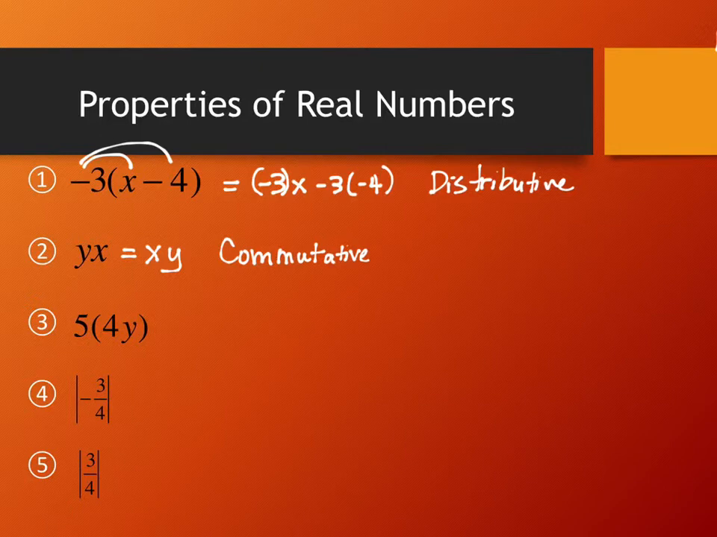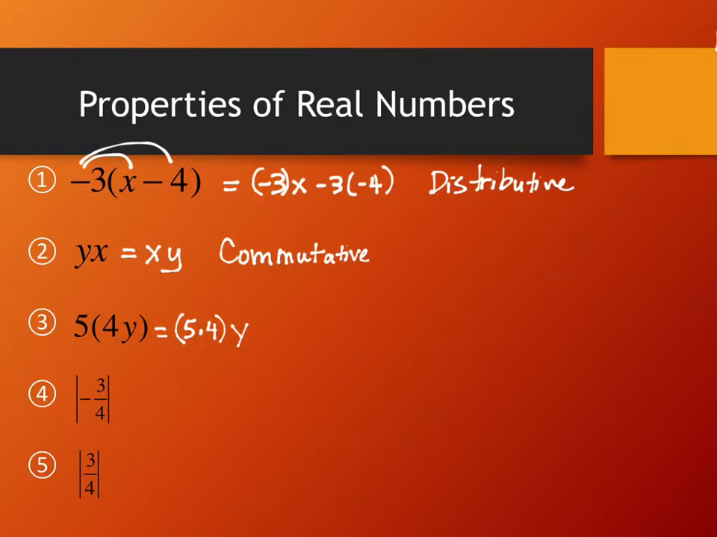Number 3 is an example of what's called the associative property. It's another one where we just do it and we don't think about it. So we can actually regroup multiplication, and we can also regroup addition. So again, this applies to multiplication and addition only. It doesn't work with subtraction or division. So instead of grouping the 4 and the y together, I can group the 5 and the 4 together because multiplication is the only operation here, right? And I then know that this is 20y.